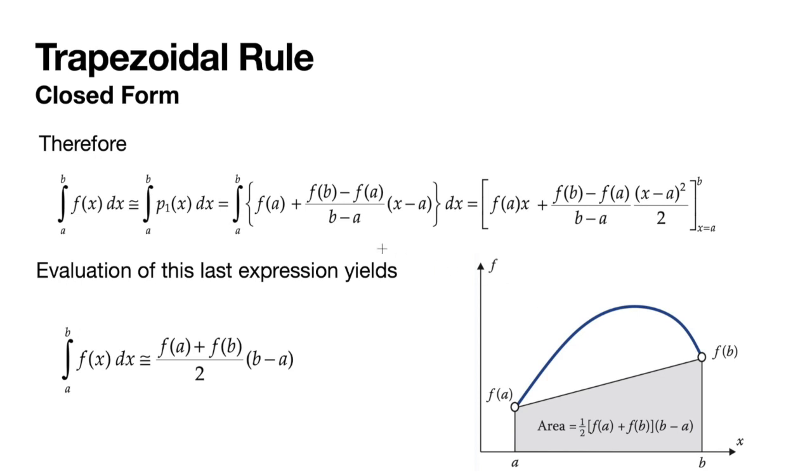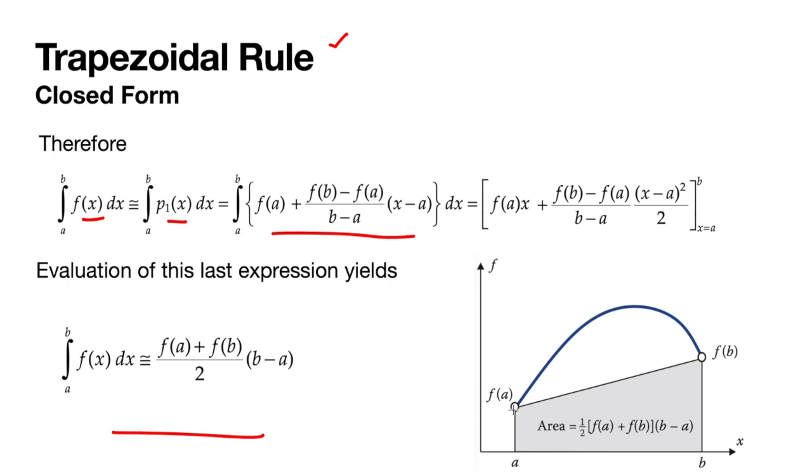So we have to replace this polynomial. Instead of f of x, we replace this first degree polynomial here, and we put in the equation of the first degree polynomial. If we simplify the expression, it will yield this formula: f of a plus f of b divided by 2, into b minus a. So this is basically the area of the trapezoid. This is the trapezoid rule.